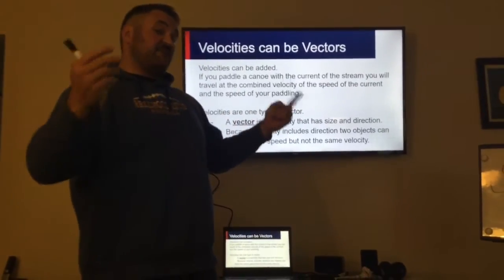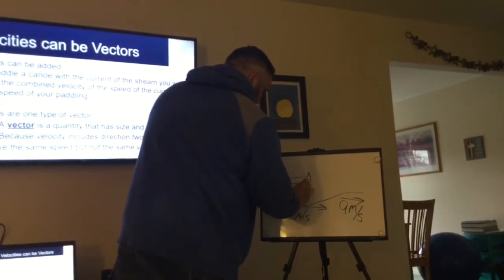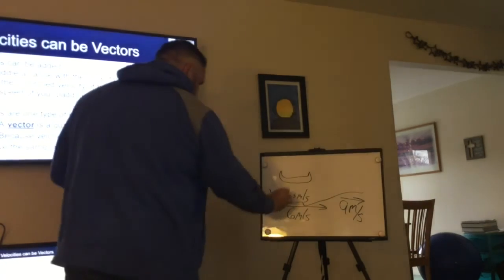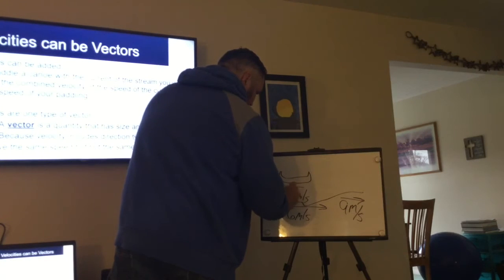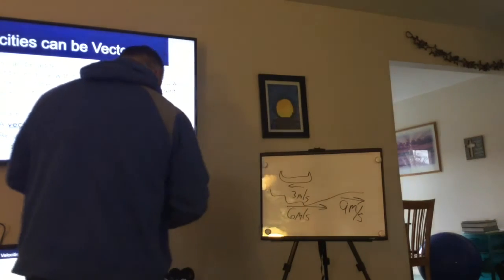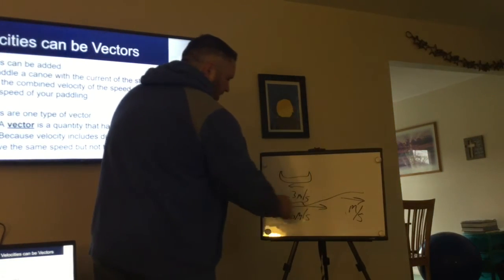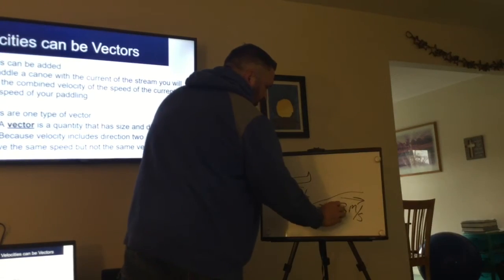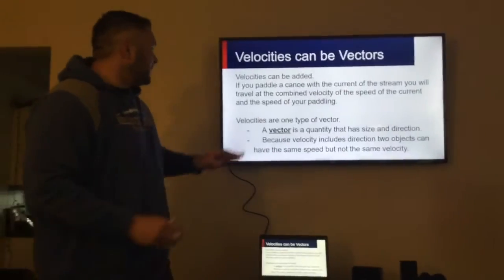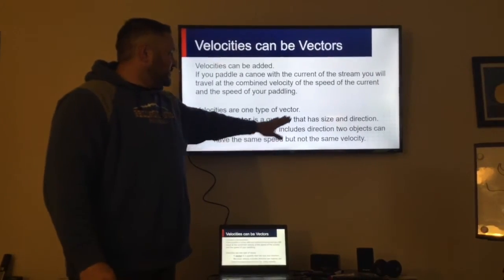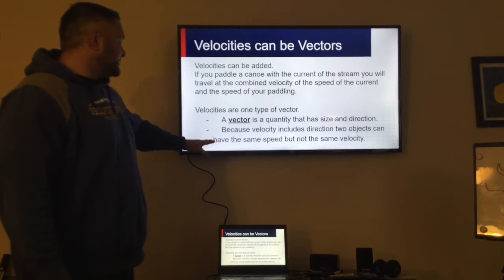At the same time, if vectors are in opposite directions, if you want to go back upstream, and you can only paddle at 3 meters per second, you are still going to be losing ground. You subtract these, 6 minus 3, and you're actually going to be heading the wrong direction at 3 meters per second, in the direction you don't want to go. Velocities include direction and a size. There are other types of vectors too, such as acceleration.